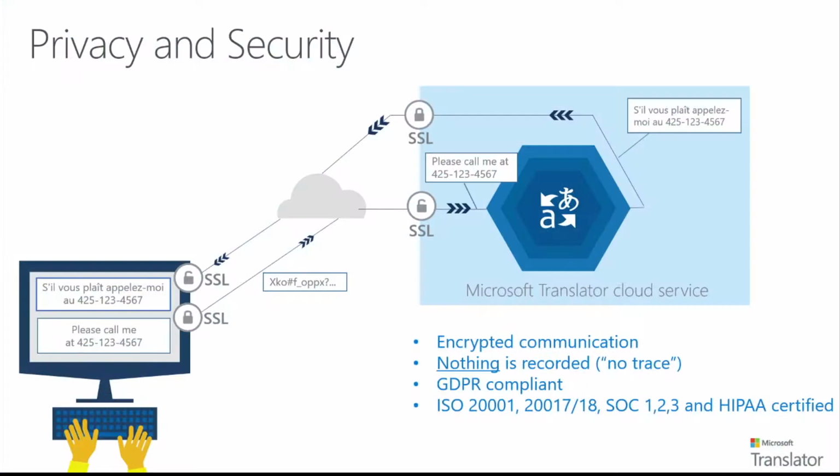So the system uses encrypted communication. In fact, that's the only way your application can communicate with the API. It's always SSL encrypted. Microsoft does not record any part of the translated content. Microsoft only records the envelope information for billing and statistics, but nothing of the actual content or the value of the translation is stored on Microsoft servers. Of course, it's GDPR compliant. It is ISO, SOC, and HIPAA certified.